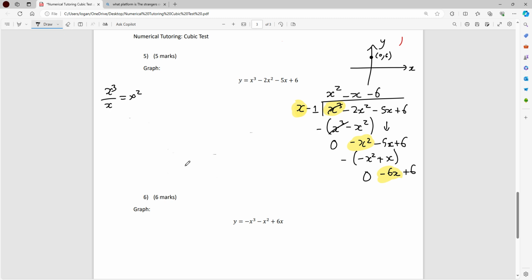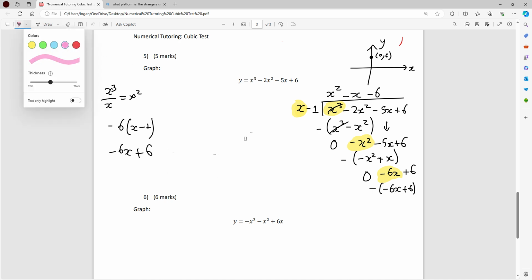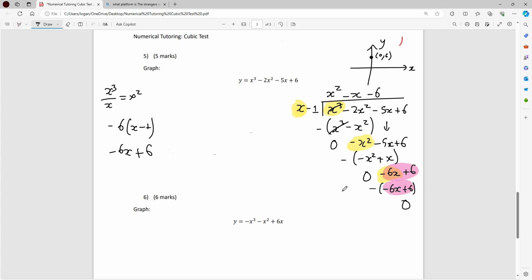So it will be negative 6 times x minus 1, which gives you negative 6x plus 6. Move that down there, and you can see this bit here is exactly the same as this bit here. So that gives you a remainder of 0. Okay, so this is the quadratic you get.